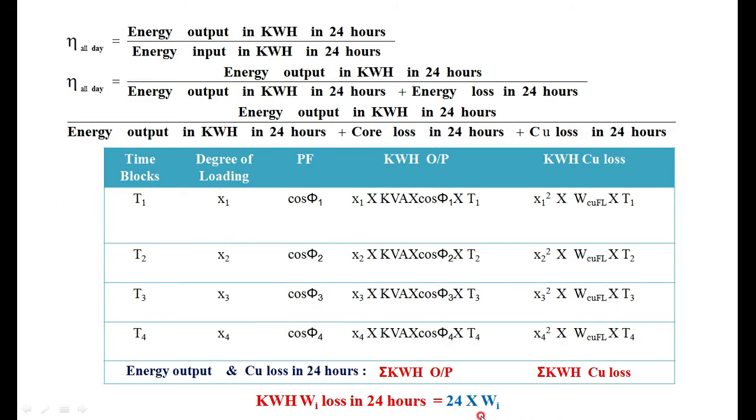Then once we know this, that is the core loss for 24 hours, the copper loss for 24 hours, and the output for 24 hours, I can calculate the all day efficiency. We'll see some numericals, which will give a clear idea about how we calculate the all day efficiency.